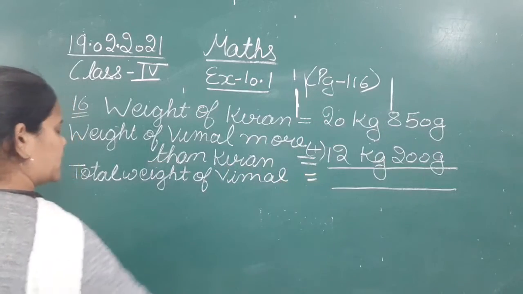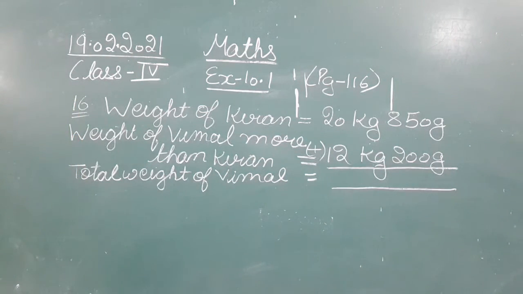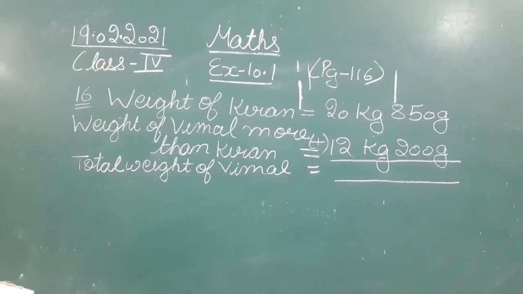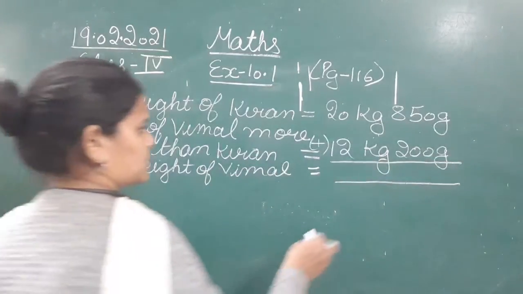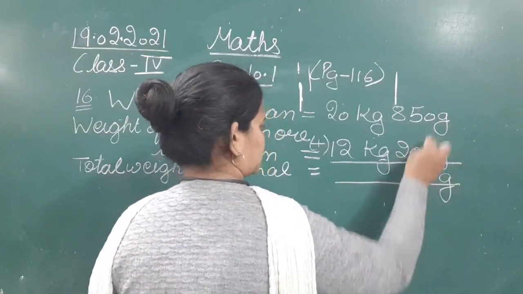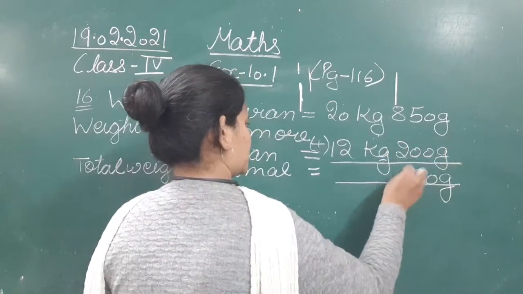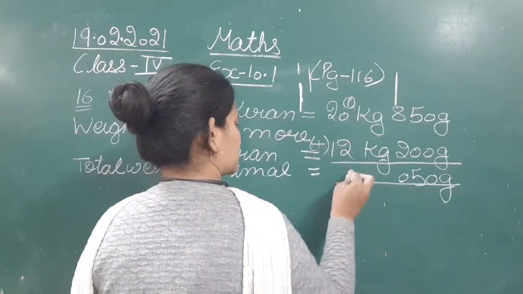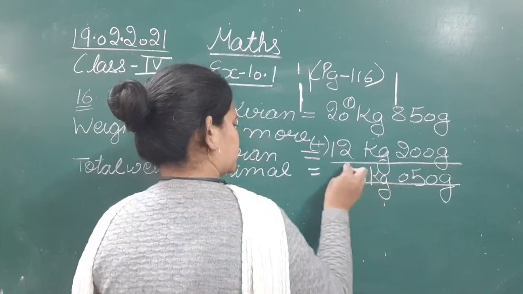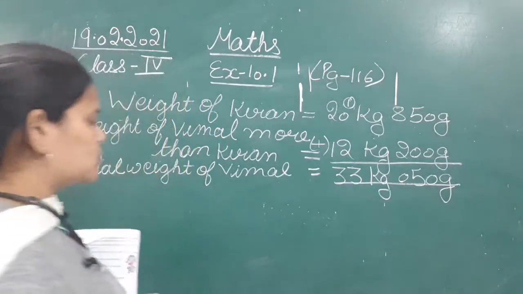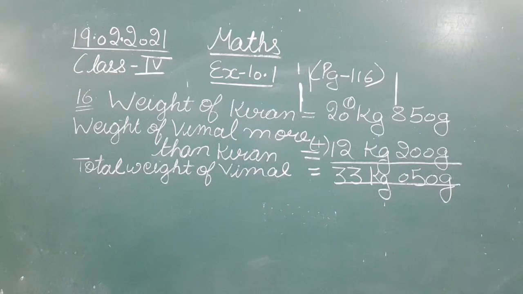Total weight of Vimal, that we need to find out, कि विमल का टोटल वेट कितना है. Okay, only then we can calculate the total weight of both. Total weight of Vimal, let's find out. Grams: 0, 5 plus 0 is 5, 8 plus 2 is 10, 0, 1, 1 plus 2 is 3, 2 plus 1 is 3. So that means the weight of Vimal is 33 kg and 50 gram. So the total weight of Vimal is 33 kg and 50 gram.